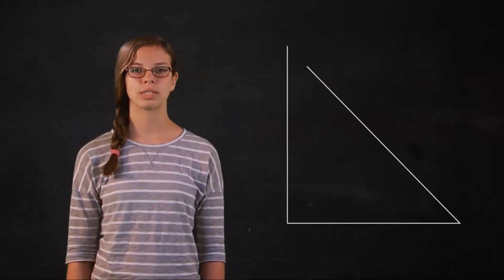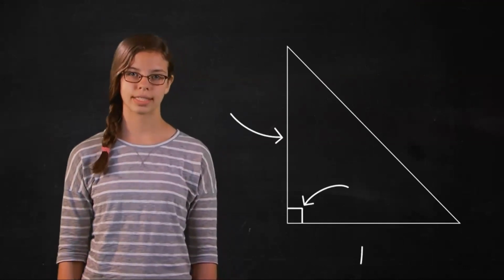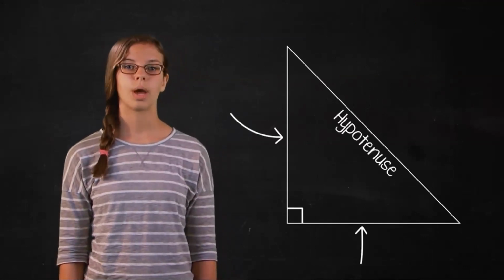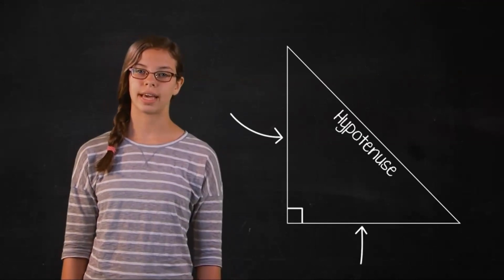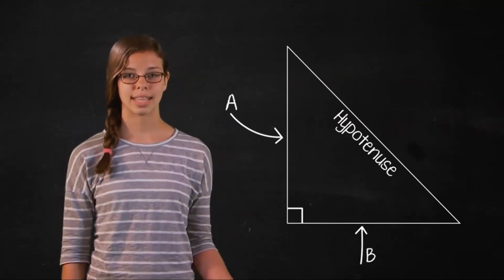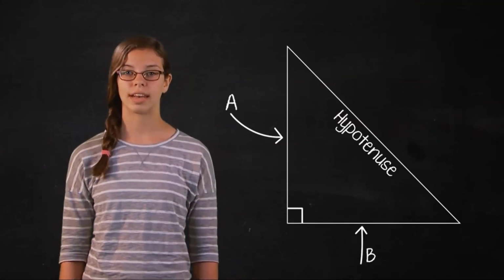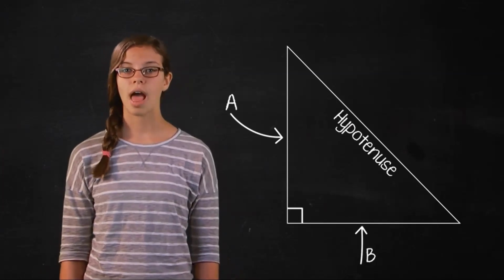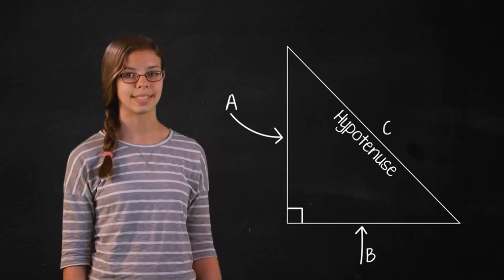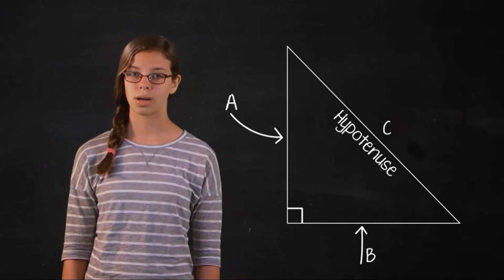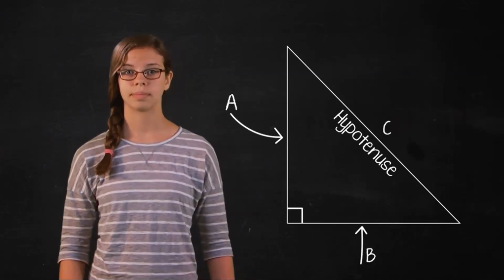Every right triangle has one right angle, two legs, and one hypotenuse. We will refer to the legs as side A and side B. Sides A and B will always extend from the 90-degree angle. The hypotenuse will always be side C. The hypotenuse will also always be the longest side.